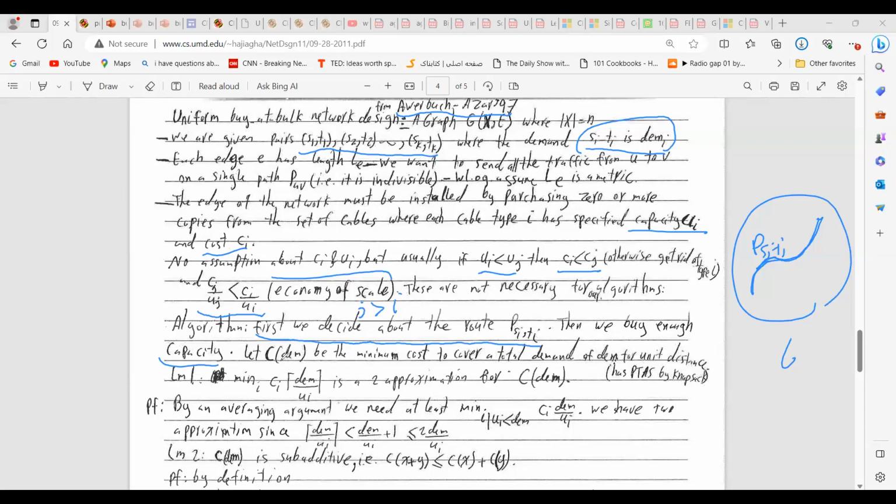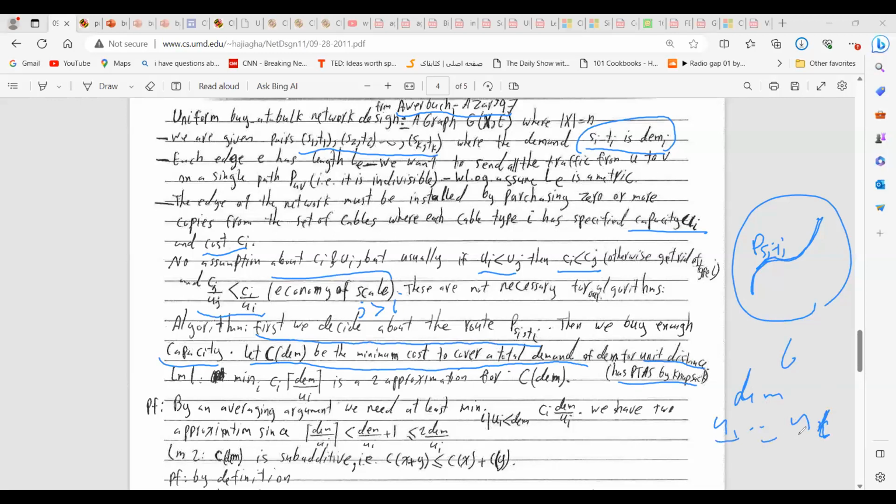And what is the capacity? So let it be the minimum cost to cover the total demand for this unit distance. I mean, generally, this problem has a PTAS, but this is a good approximation. This is the knapsack problem: you have cables of different capacities, and you want to make sure that the total essentially matches your demand. So you have a demand, and you have some u_1 to u_L. These are the different capacities that you have. You want to cover the total demand with them. What is the best way?